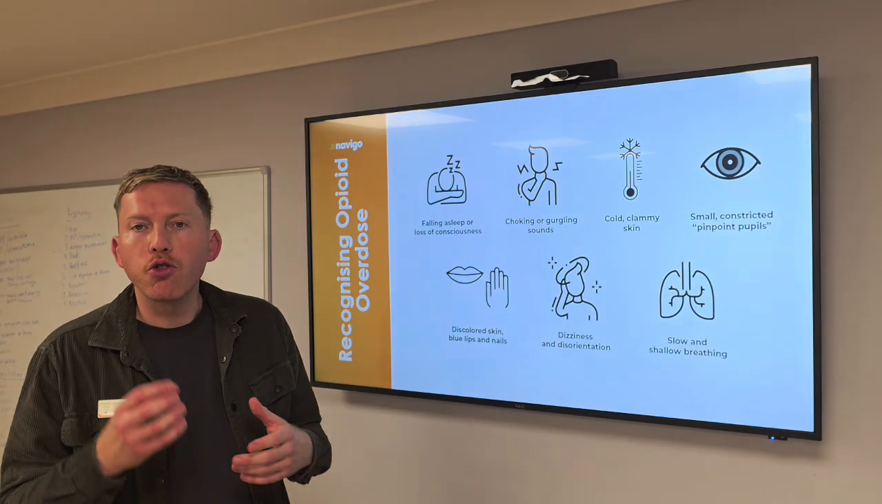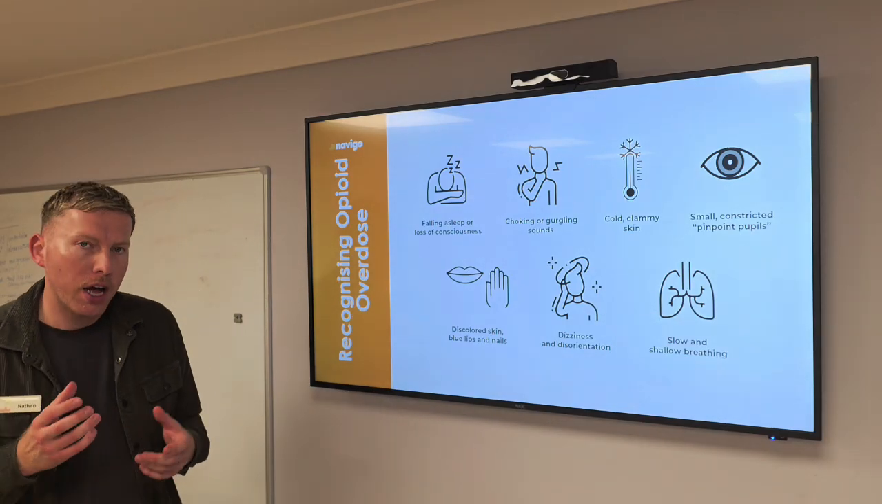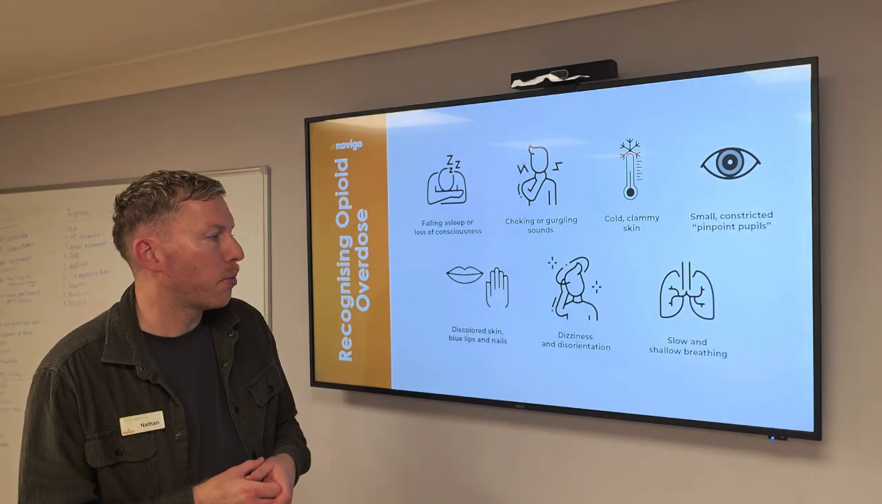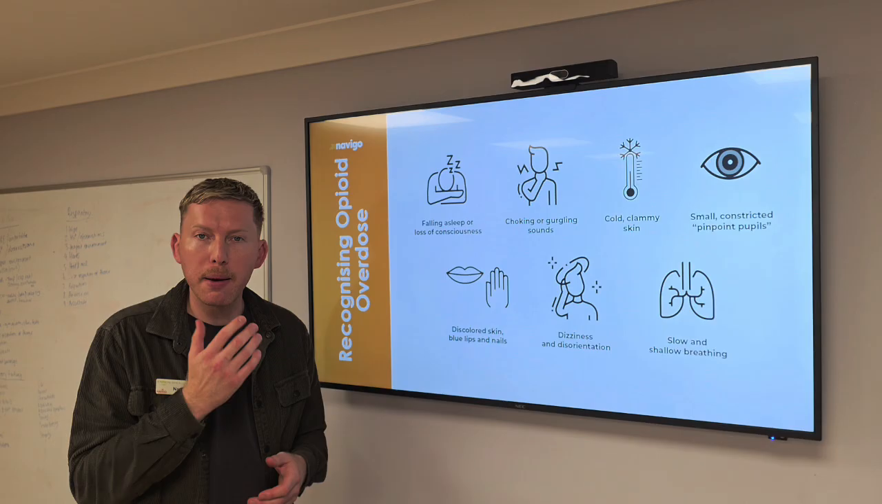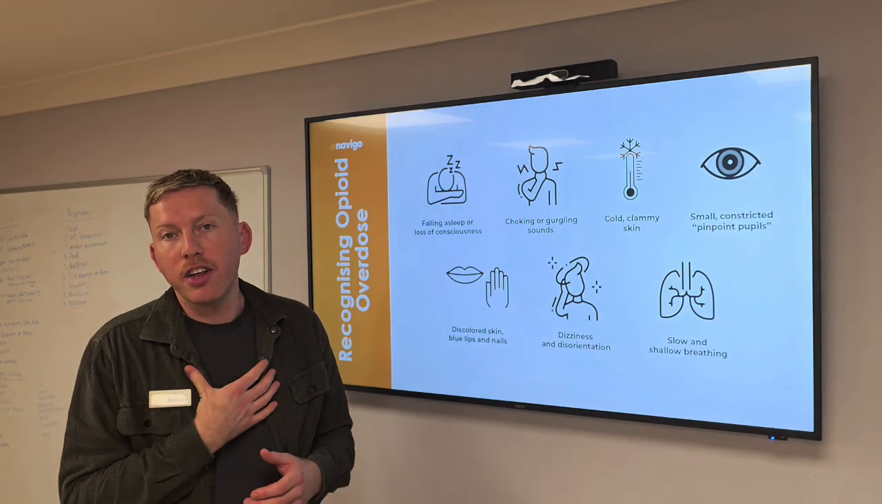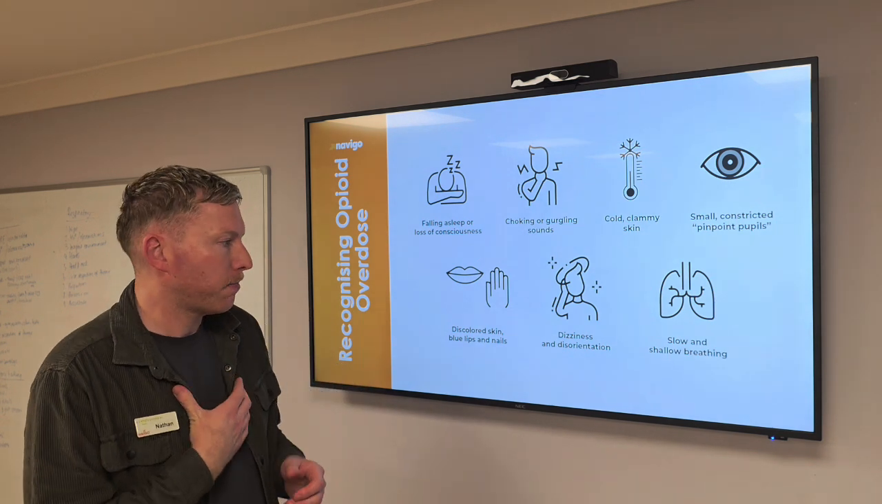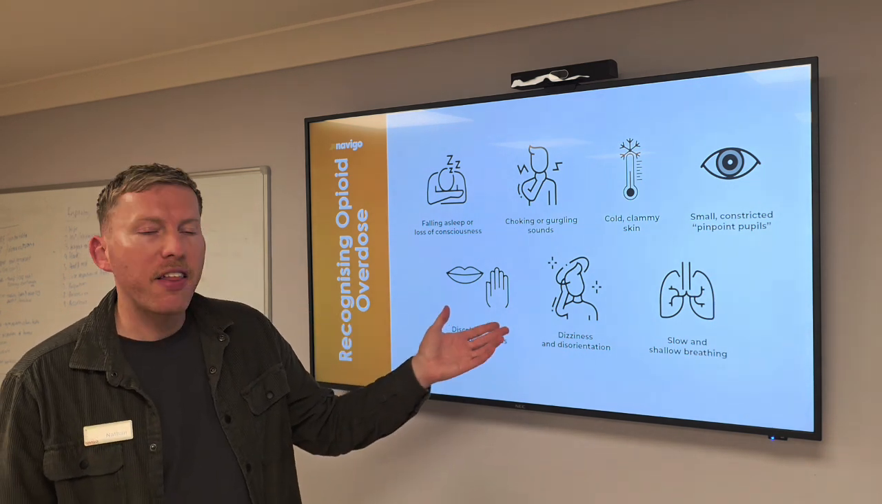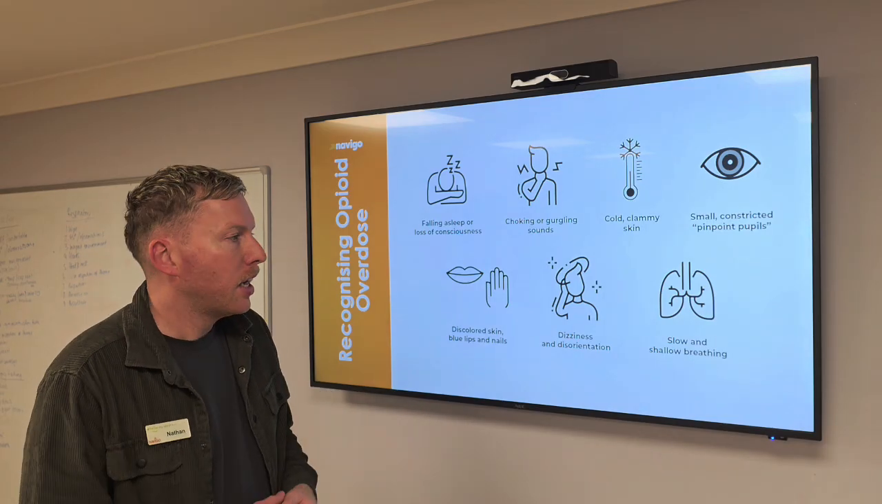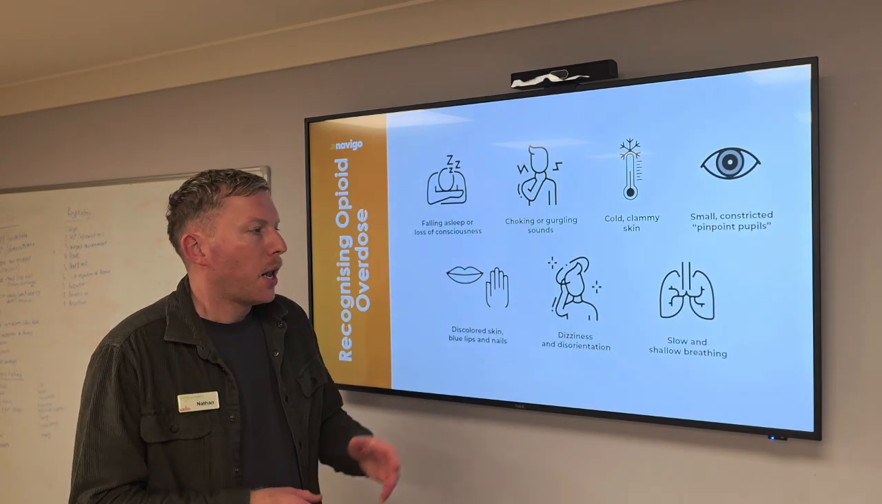The skin, you'll see a real textbook cyanosis in a respiratory depression associated with an opioid overdose. So you'll see blue lips, fingernails, extremities will be blue, due to that deoxygenated blood getting around the body. The person, are they dizzy? Are they quite confused? Are they disorientated, which you can't explain? It's not really out of character.